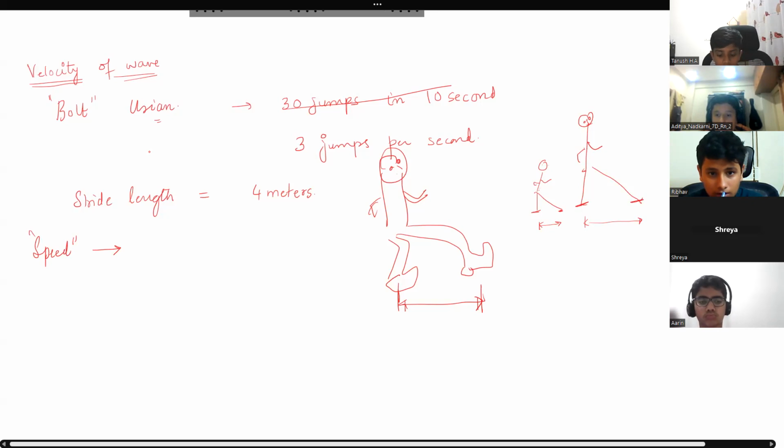Given both the data, what will be Usain Bolt's speed? 12. 12 what? 12 meters per second. Very good.